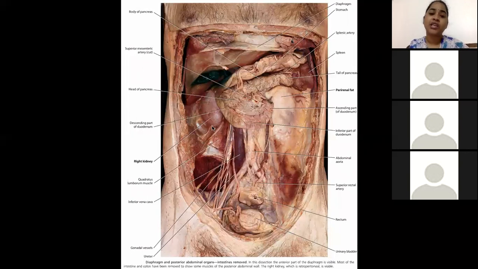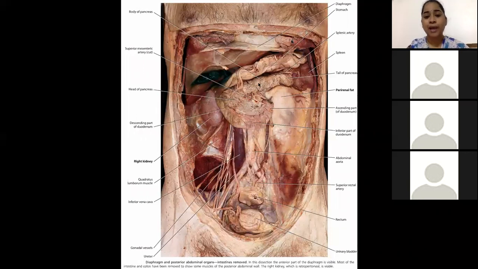Now in the posterior abdominal wall contents, first thing I'll go for is the duodenum and the pancreas. Now here, remember that in the specimen of duodenum and pancreas in the dissection hall for your exam also, we will not keep the pancreas separately. Always remember that the pancreas along with the duodenum is removed from the body. So we will keep these two structures together for your examination.